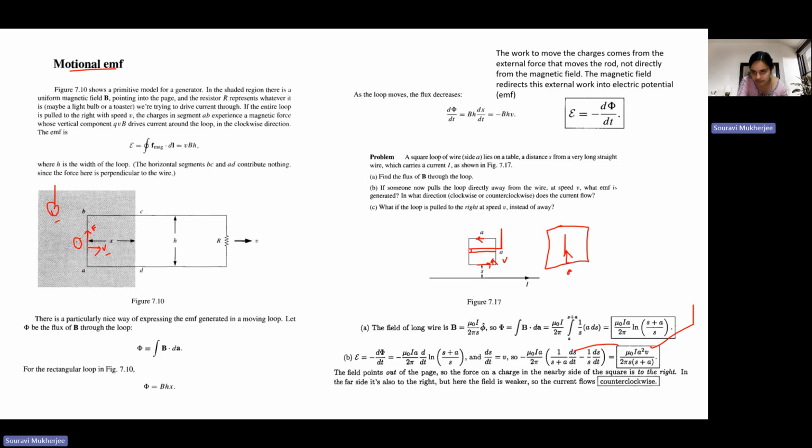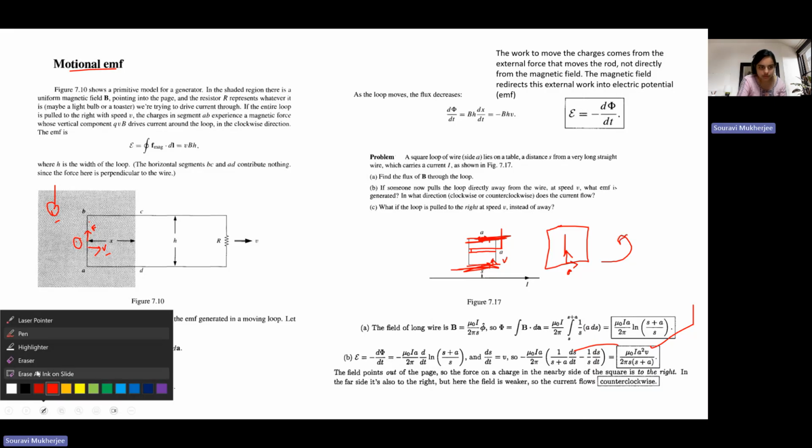So the field direction is along the loop. That is correct. Here also the field direction will be towards the right. But the magnetic field along this side is actually lower than what you have here, right? So this would dominate. So the net flow will be in this direction, that is counterclockwise.